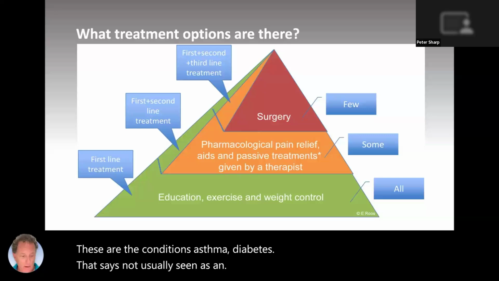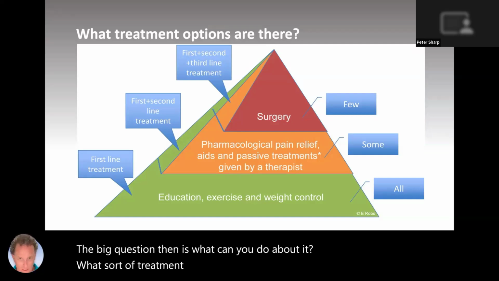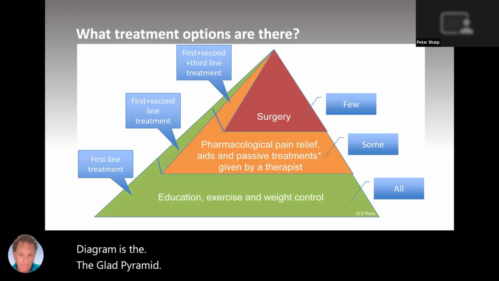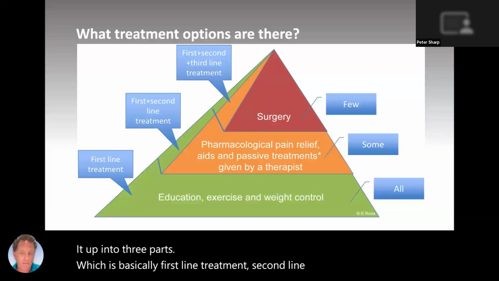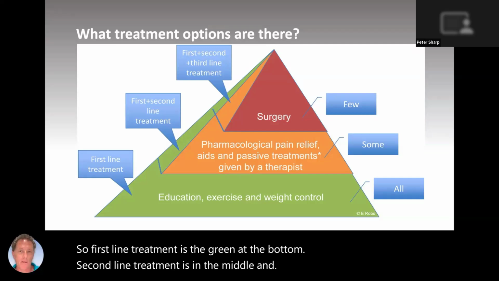All right, so I guess the big question then is what can you do about it? What sort of treatment options are out there? And this diagram is the GLAD pyramid, and what the GLAD has done is divided it up into 3 parts, which is basically first line treatment, second line treatment, and third line treatment. And so first line treatment is the green at the bottom, second line treatment is in the middle, and the third line is at the top.